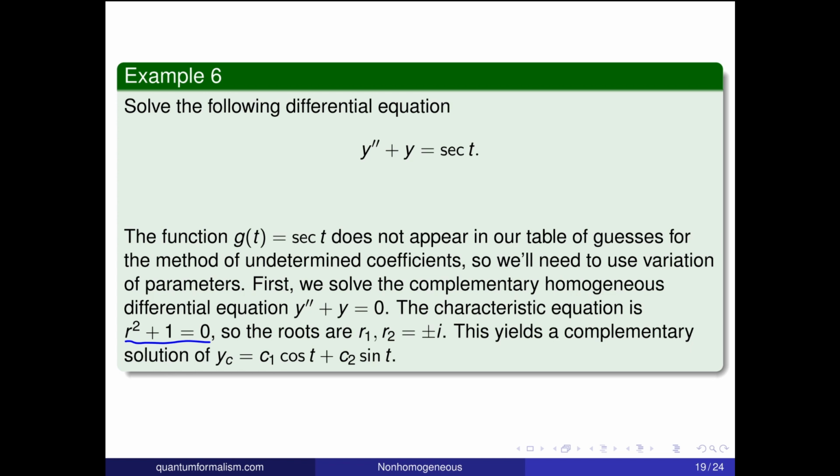And so by what we did in the previous lecture, that tells you that the complementary homogeneous solution is just c1 cosine t plus c2 sine t, right? There's no exponential part of these solutions because the roots are purely imaginary. And it's just a 1 inside the 1 times t inside the cosine and sine because the roots are just plus or minus i.